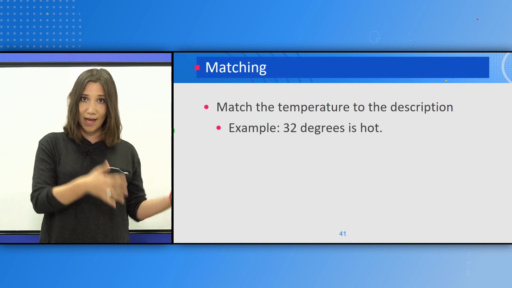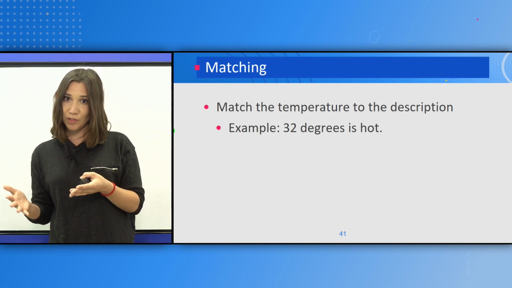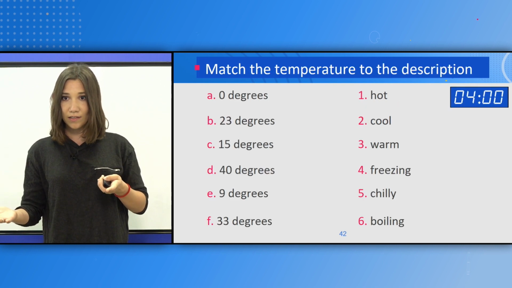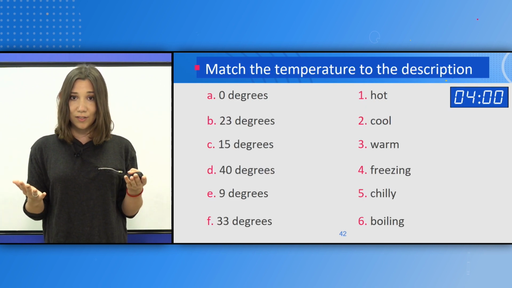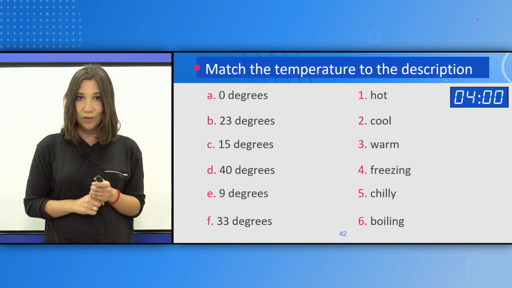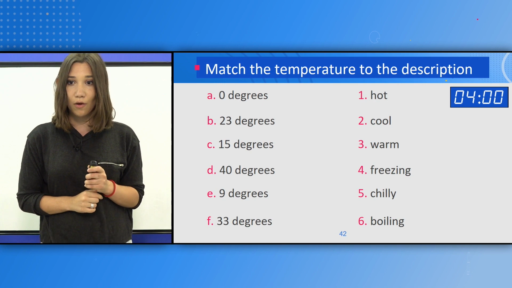So I want you to match the temperature to the description. So for example, 32 degrees is hot. So go ahead and look at the screen and write the number next to the letter that it matches. You'll have 4 minutes. Go.